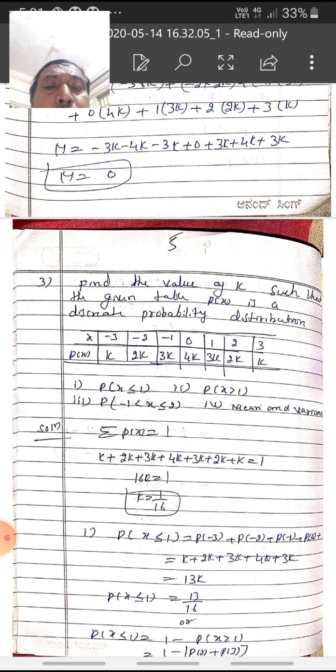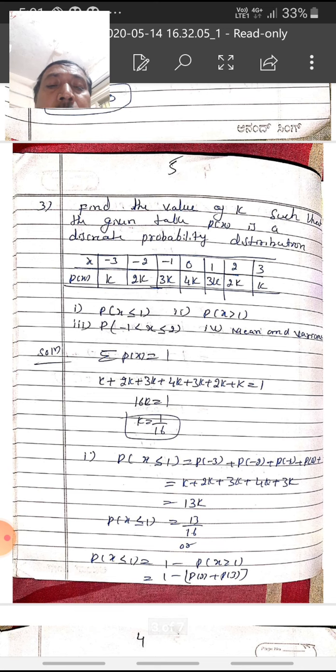Okay, it is also the same kind of problem. First you have to find the k value. I already told you this problem is in table form, so you should identify that it comes under a discrete probability function. Therefore, the summation of P of x should be equal to 1. Adding all, it becomes 16k. Therefore, k is equal to 1 by 16. Okay, you get the k value.